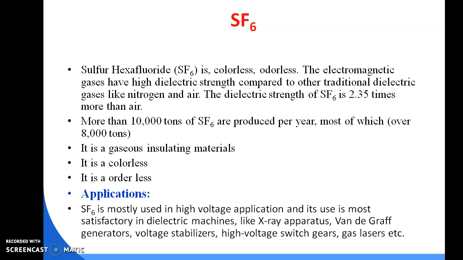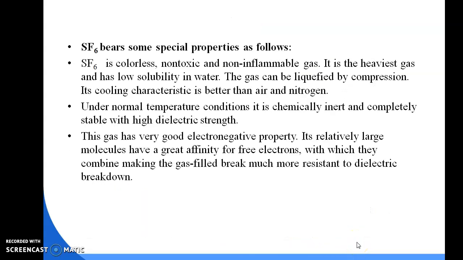It is colorless, odorless. What are the most important applications of sulfur hexafluoride? SF6 is mostly used in high voltage applications, and it is used as the most satisfactory dielectric in machines like X-ray apparatus, Van de Graaff generator, voltage stabilizer, high voltage switchgear, gas laser, etc.